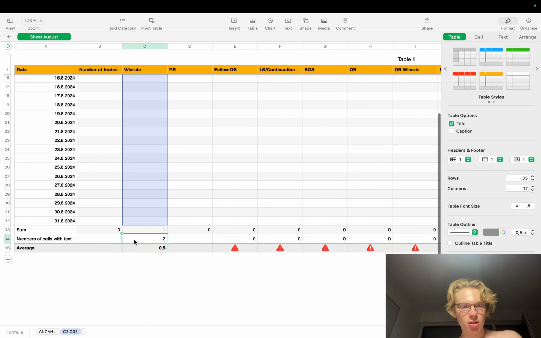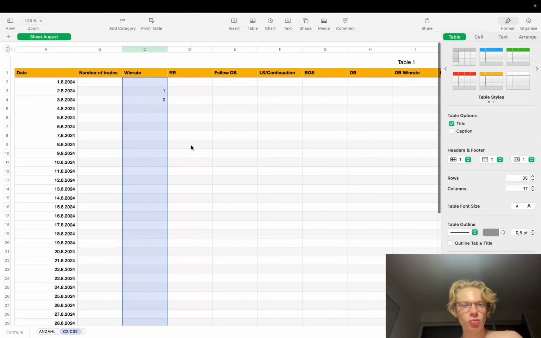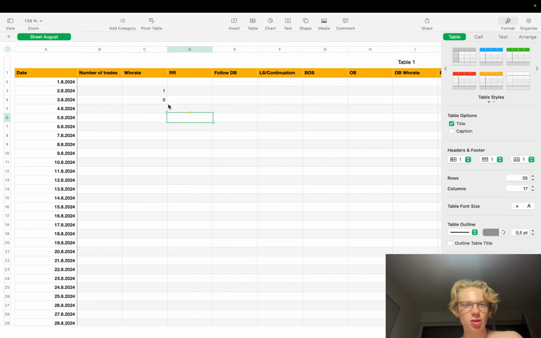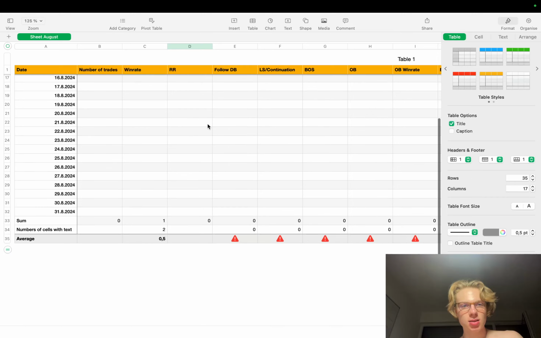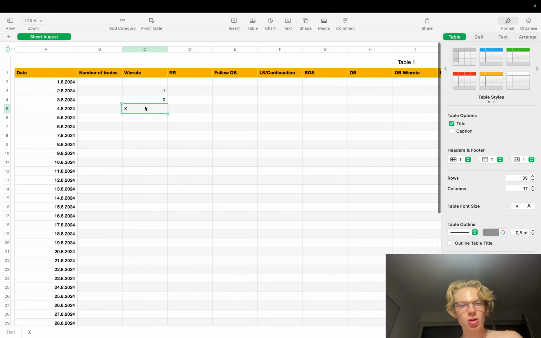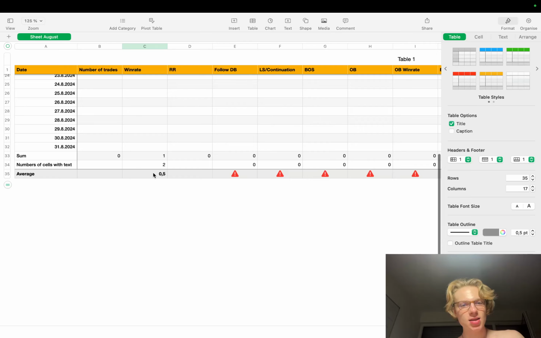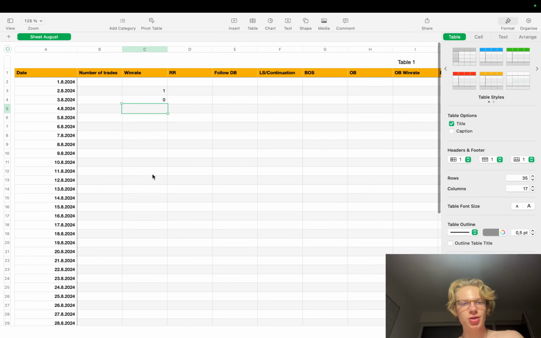Now this here, just as I've written it down, this basically calculates how many cells were filled with any sort of text. So if I put 1 and 0 here, it's gonna give me 2. If I put X, it's also gonna give me 2 because that's not a number. And then this last one here, that's just the average.